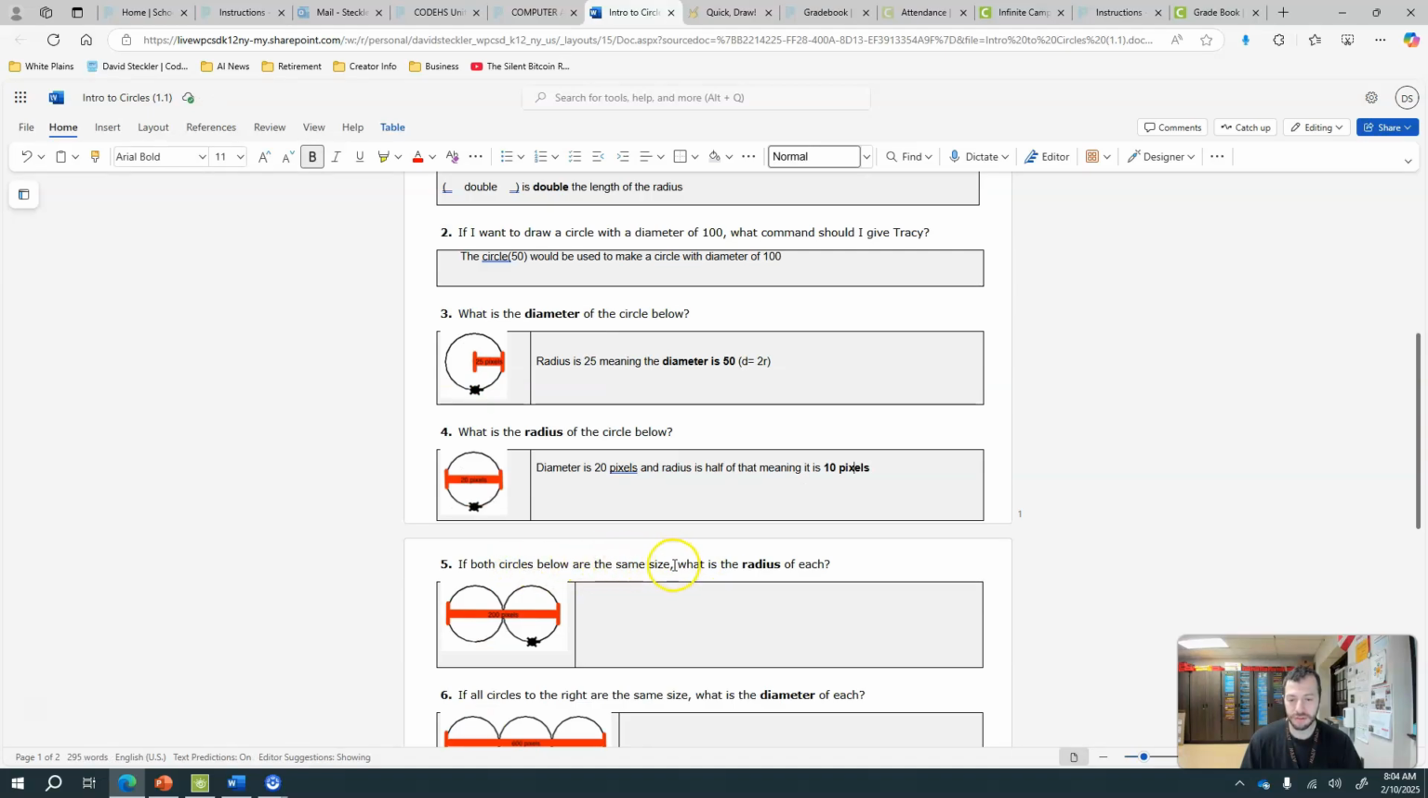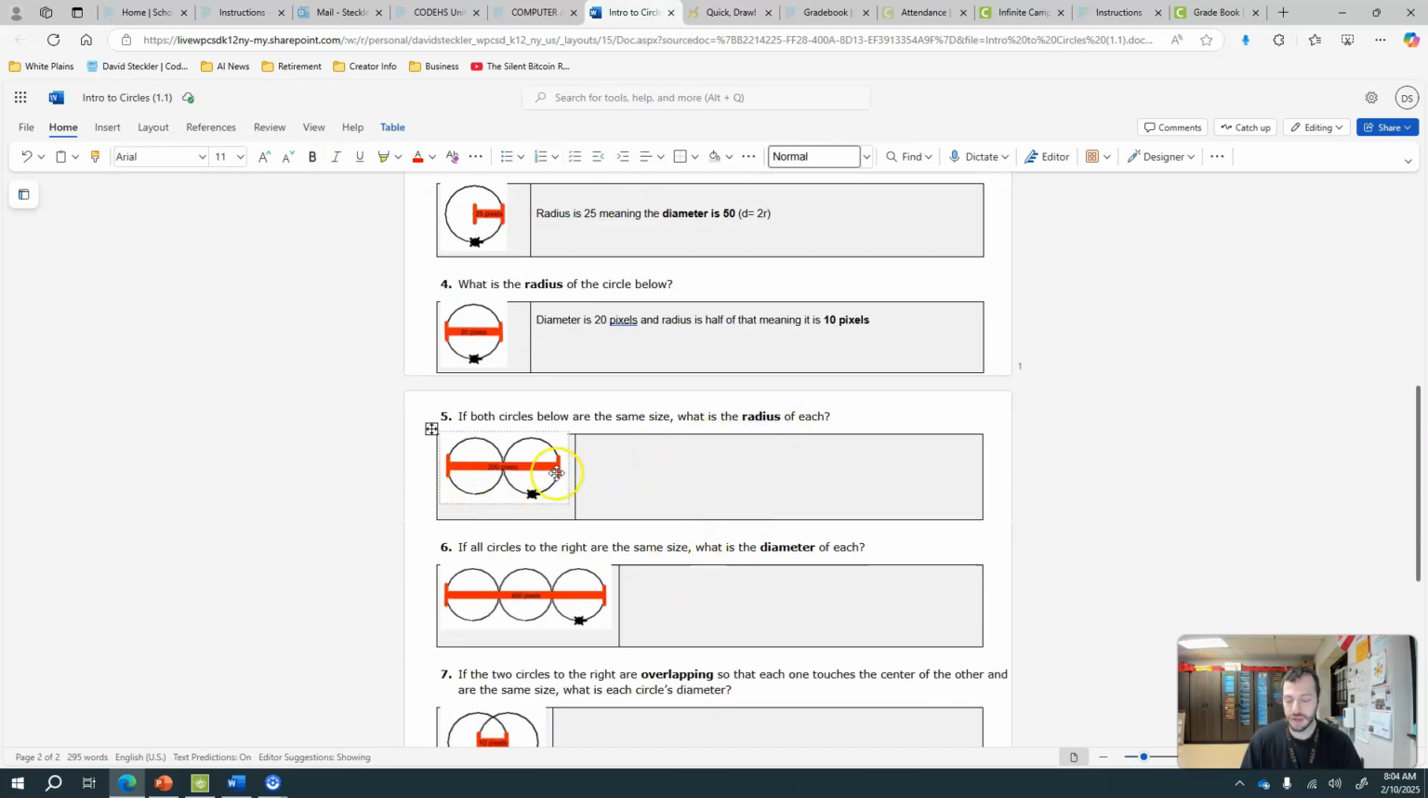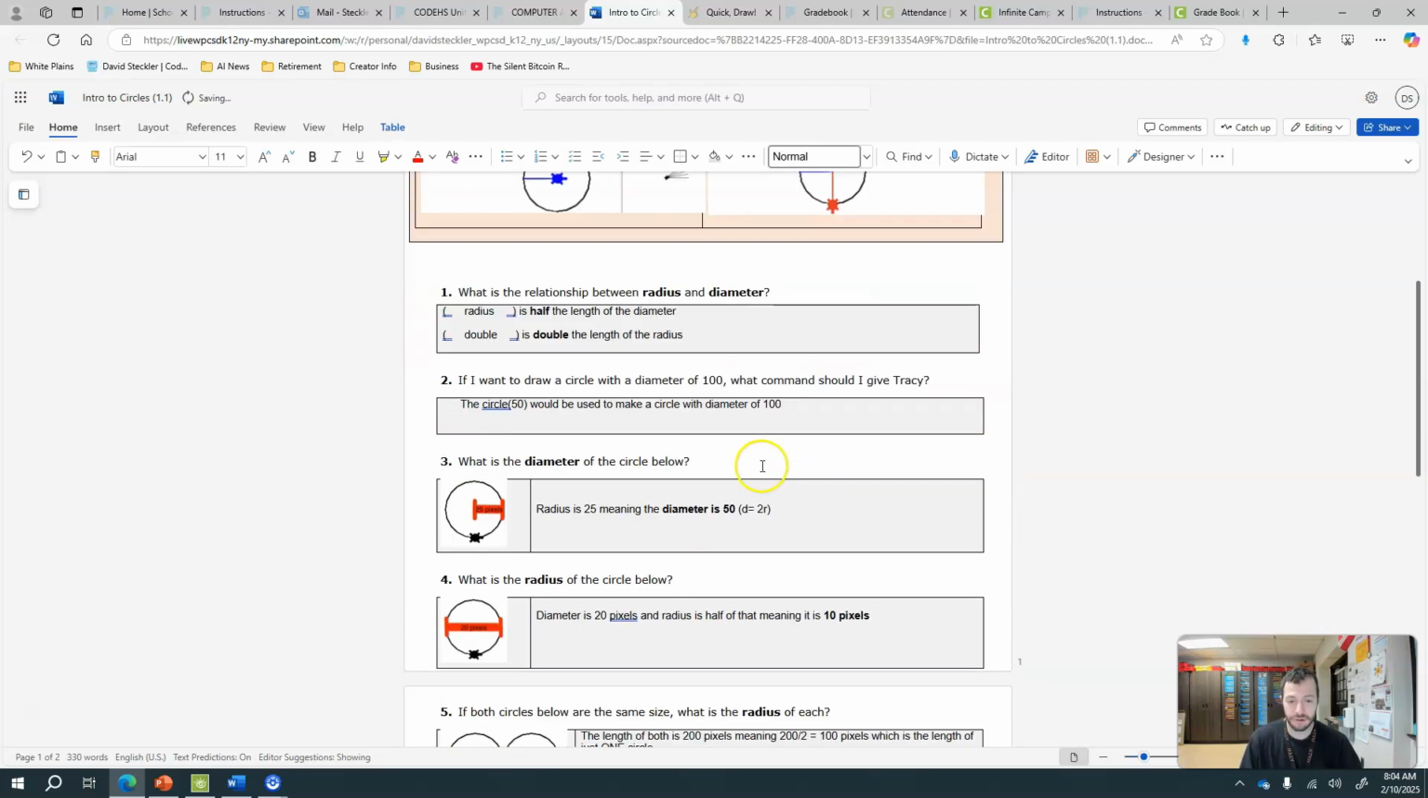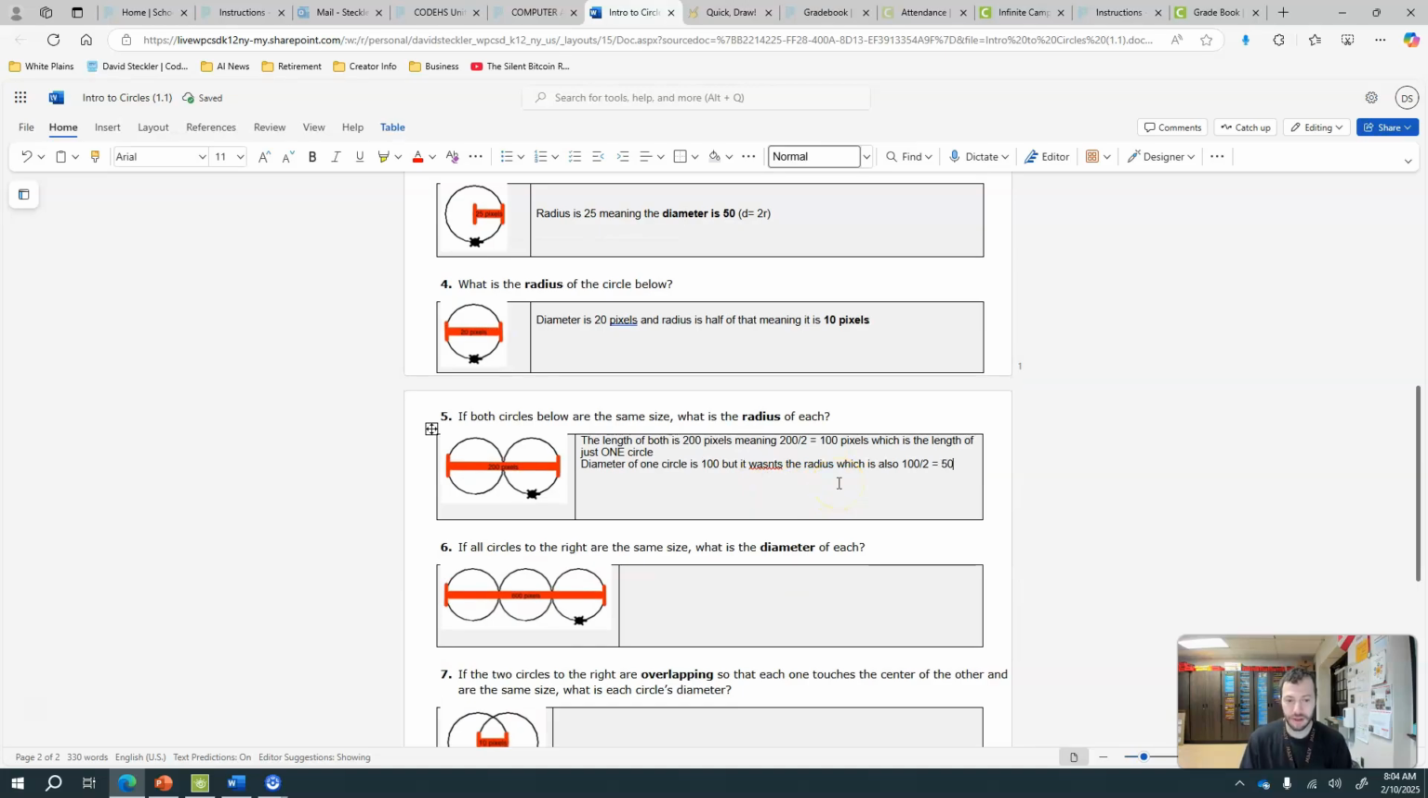If both circles below are the same size, what is the radius of each? So now we have some division to do as well. The entire length of both circles is 200 pixels, meaning if we divide 200 by 2, we'd get 100 pixels, which is the length of just one circle. So the diameter of one circle is 100, but it wants the radius, which is half of 100. So 100 divided by 2, we need to take half of that because diameter is double the radius. It's the whole distance. So that would get 50. Radius is 50 for each circle.